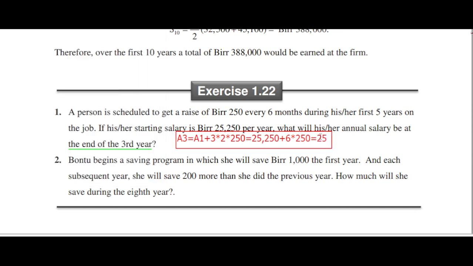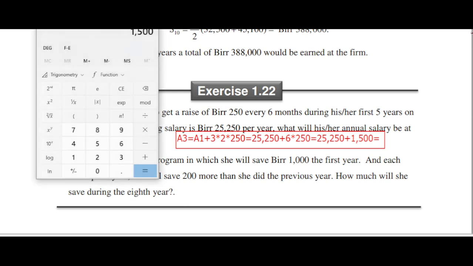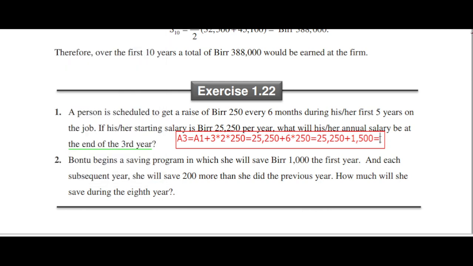So 25,250 plus 1,500 is equal to 26,750. This is the annual salary at the end of the third year.